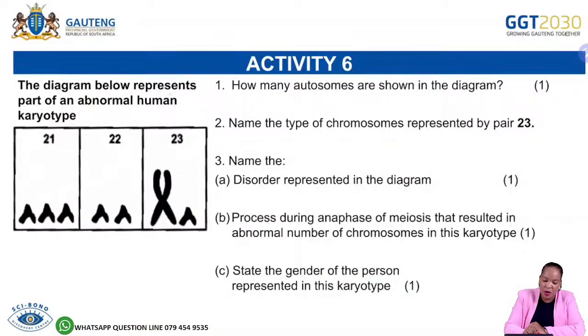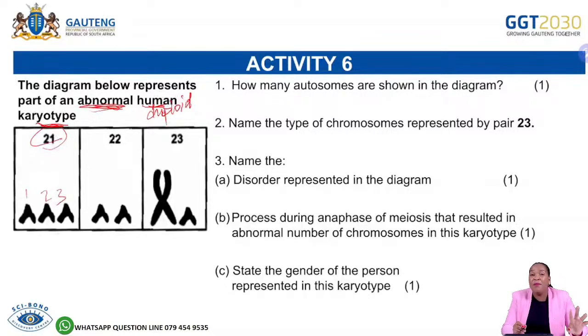The diagram below represents part of an abnormal human karyotype. So this is not a gamete. A human is diploid. That is how you're going to start off your question. This is a karyotype and it's abnormal, so you don't expect things to be fine here. Check chromosome number 21: there are 3. Remember we said in a diploid cell there must be 2 at each position.